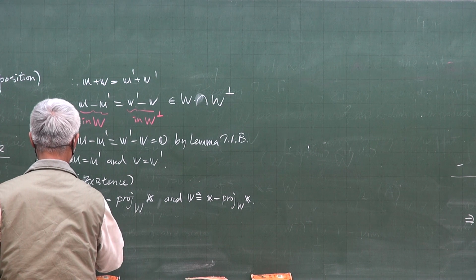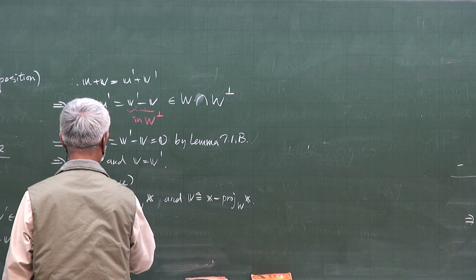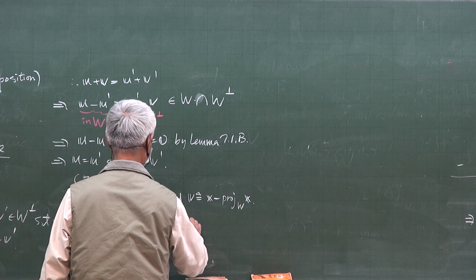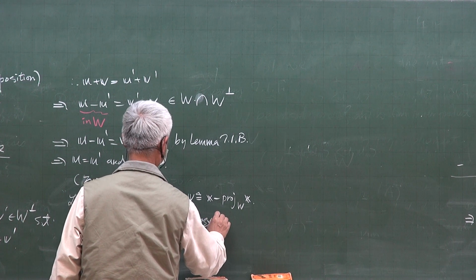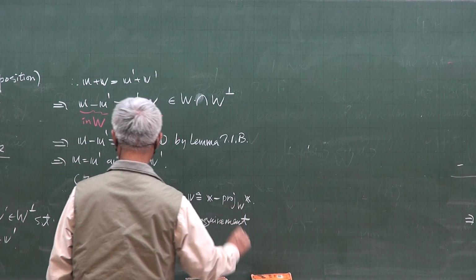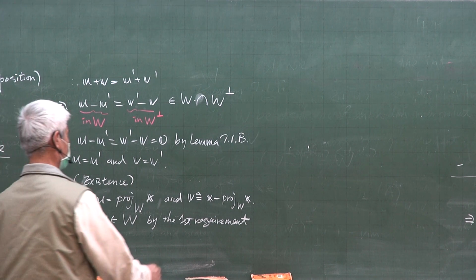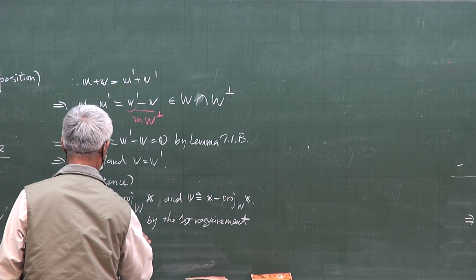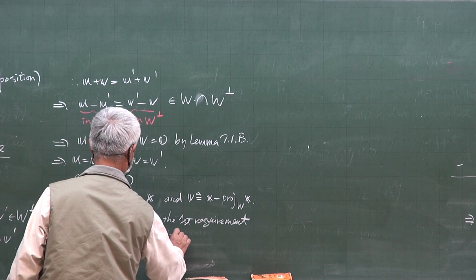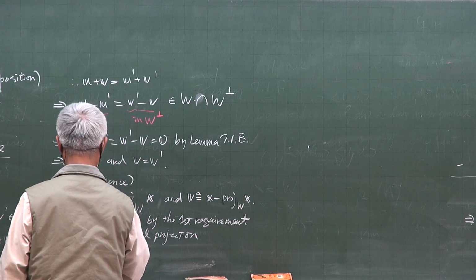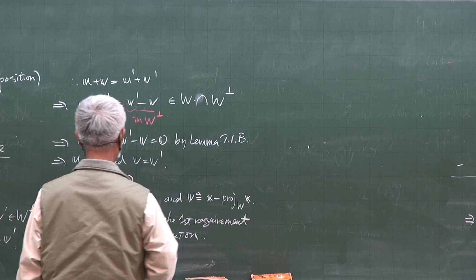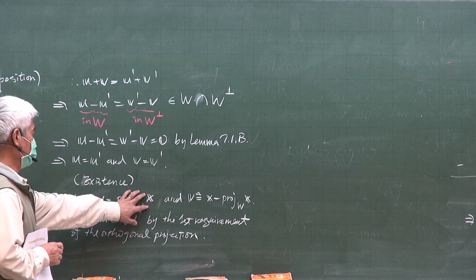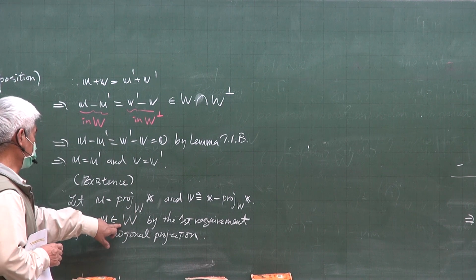Now, U should be in W by the first requirement. Right? As an orthogonal projection. So this is from the first requirement, because the projection of X onto a subset W must be in W.